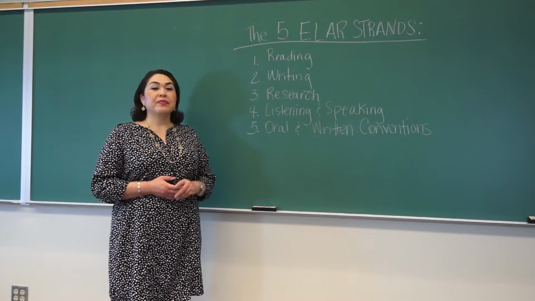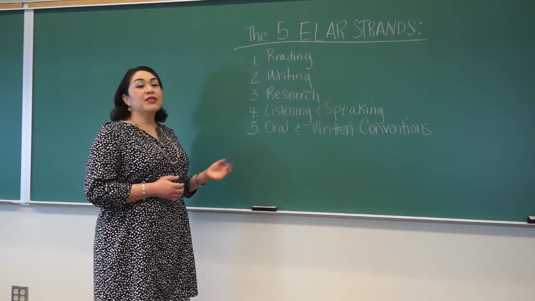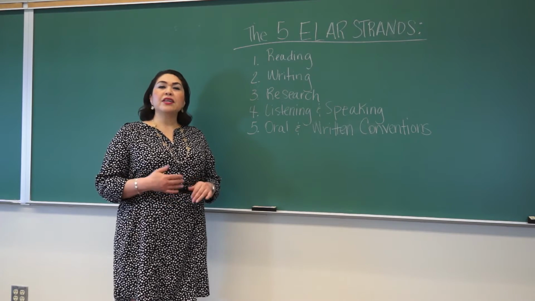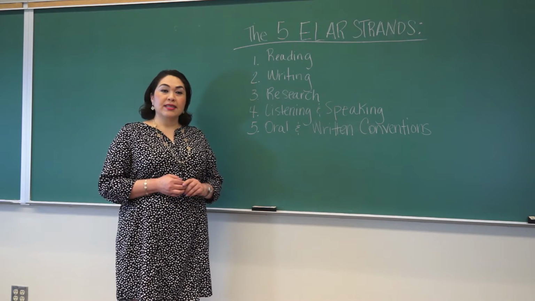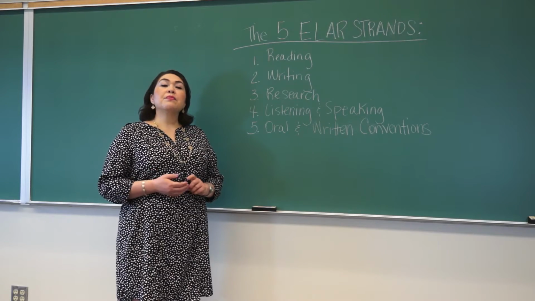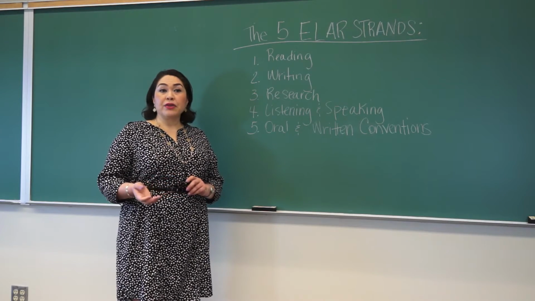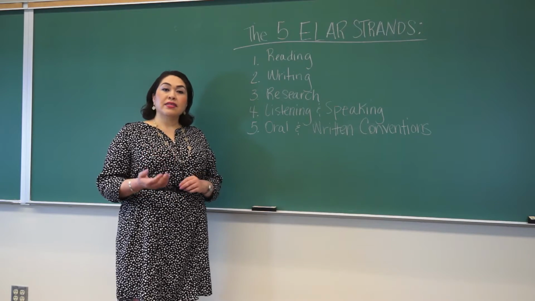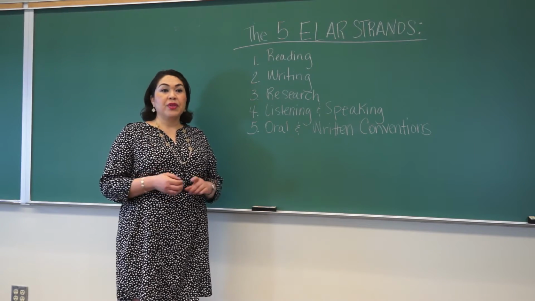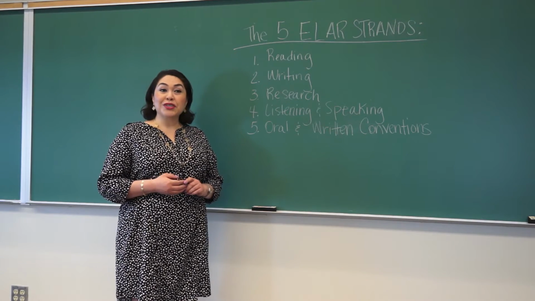little bit about them. So, strand number 1 is reading. Reading highlights the student's ability to read and understand a wide variety of informal text. Strand 2, writing, illustrates how students compose a variety of written text with a clear, concise idea, coherent organization, and sufficient detail. Strand number 3 is research.